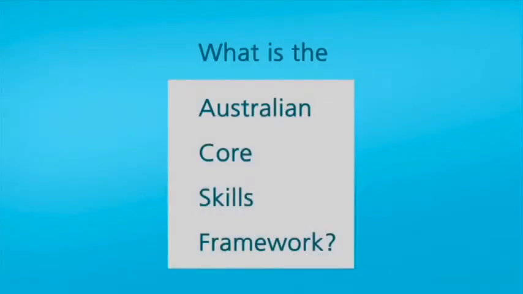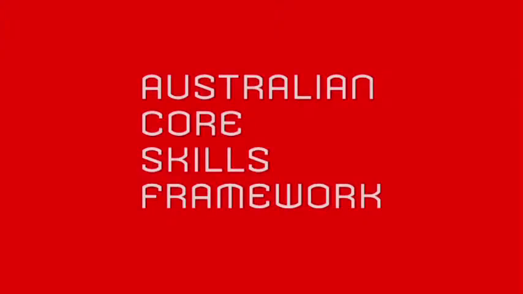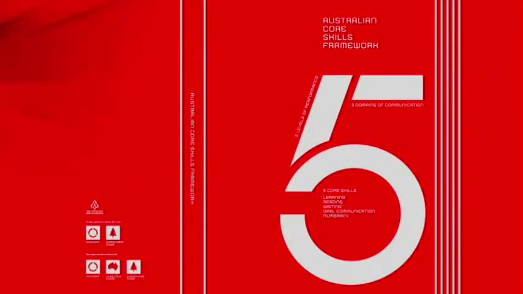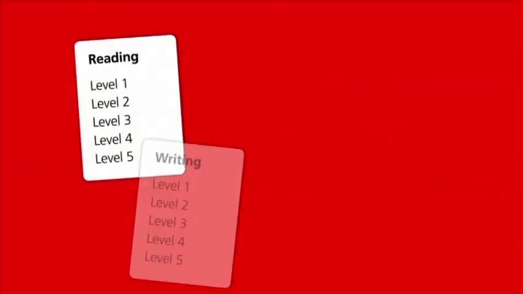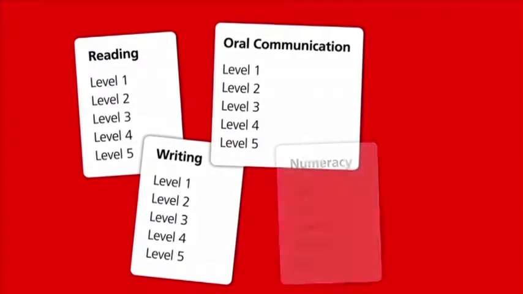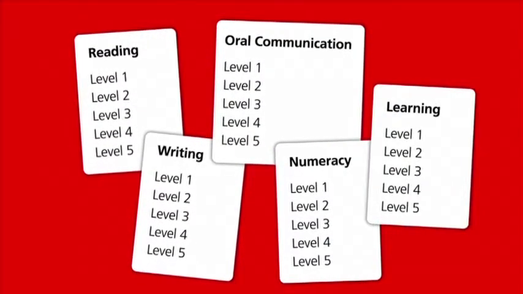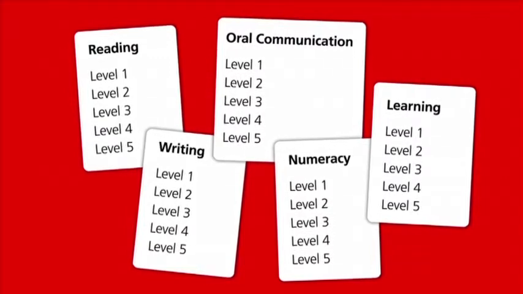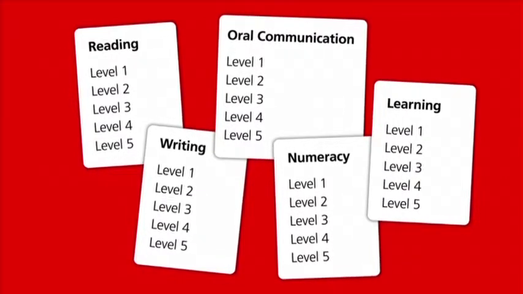What is the Australian Core Skills Framework? The Australian Core Skills Framework, ACSF, is a measuring tool we can use to describe levels of core skills. The ACSF identifies 5 core skills: reading, writing, oral communication, numeracy and learning. There are 5 levels of performance in each core skill.